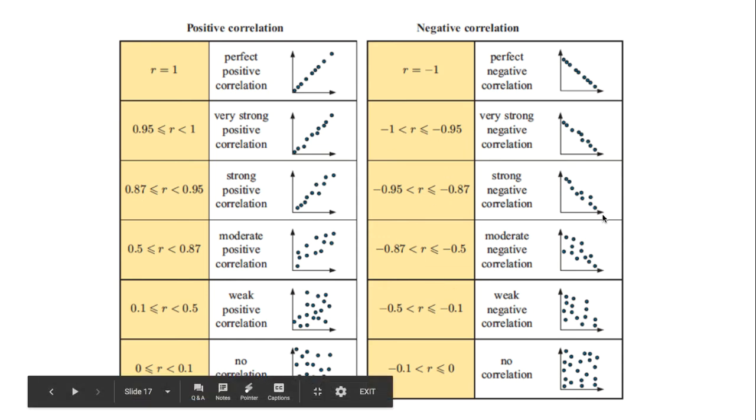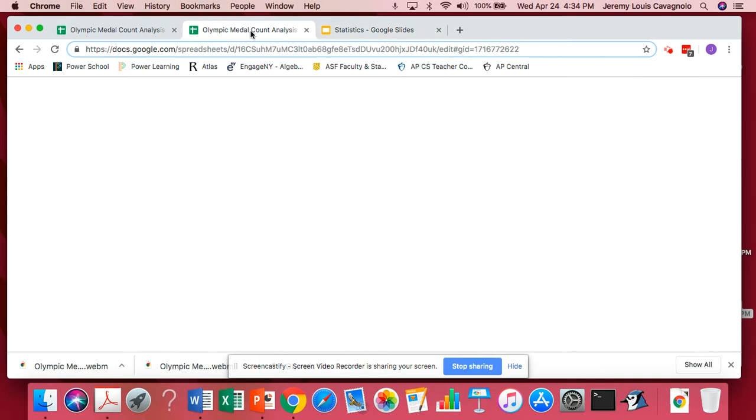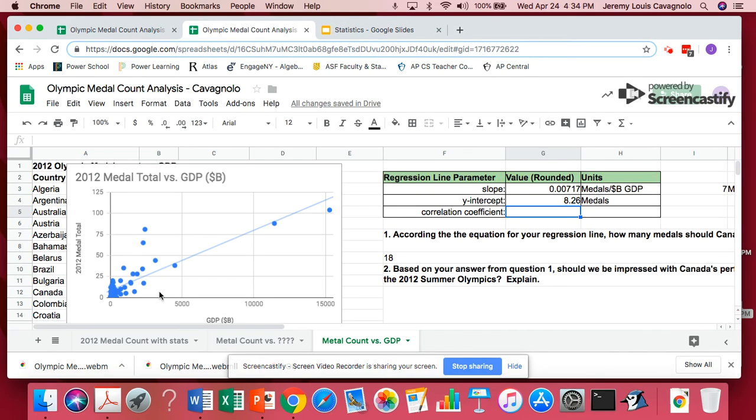So if we take this information over to our medal count spreadsheet, we might look and see that there is a linear trend here for sure, especially when we get out to these outliers. It's hard to tell what's going on down here because of our scale. But there is some correlation happening here, and it may or may not be very strong, maybe moderate. But we can actually do the calculation and get the correlation coefficient here by using a formula. And the formula, you probably figured out already, is called CORREL. It's just a shortened version of correlation.